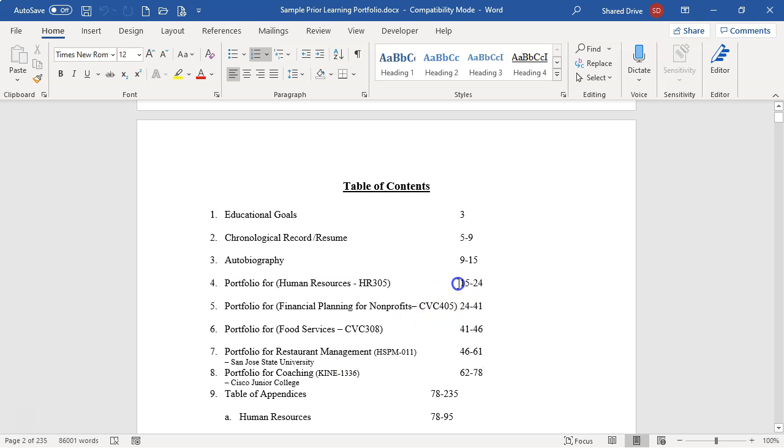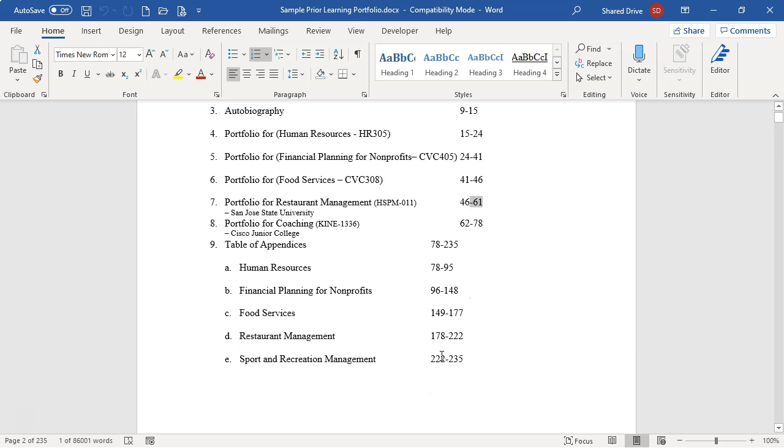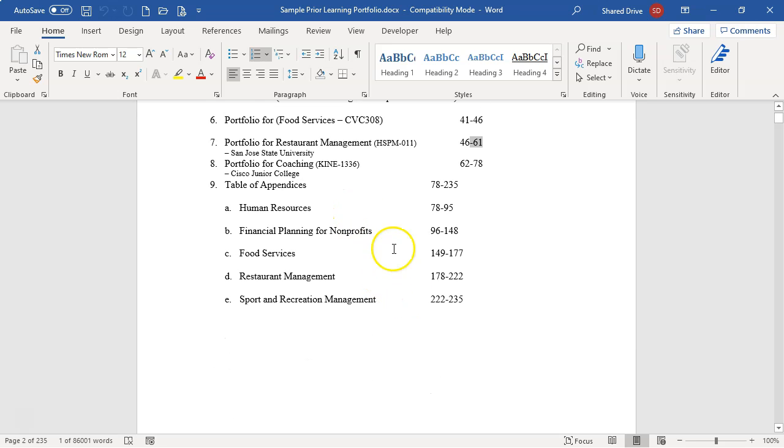Usually we say that the prior learning portfolio should be 3 to 10 pages. This one is 9 pages. This one is a little longer than that, and this one was shorter. He also provided a lot of backup documentation.